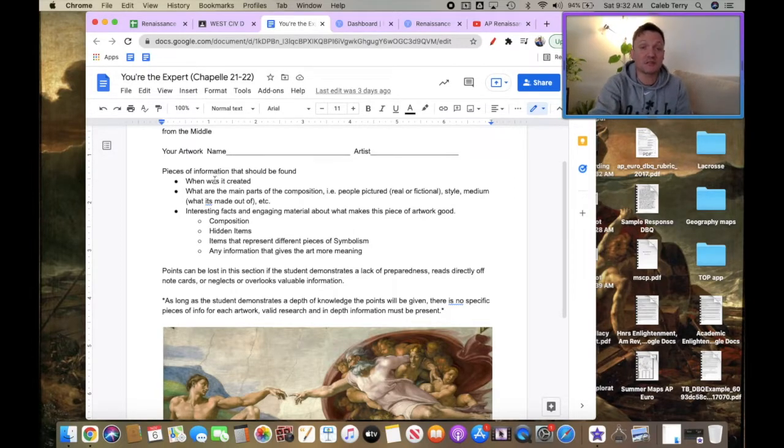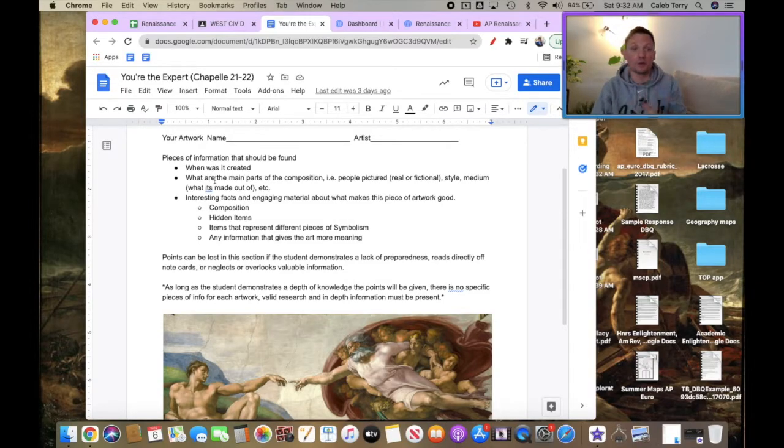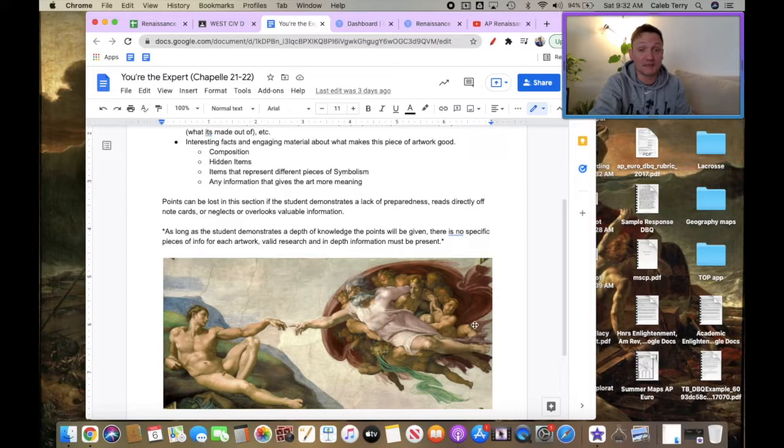You want to focus on things like when it was created, who created it, and what the main points of the composition are, i.e., who are these people inside of this painting? Why are they located there? Is there symbolism to the things around them or the different objects, or why they're standing the way that they are? Is there a mythological story behind the characters inside of it? If so, what is it, right?